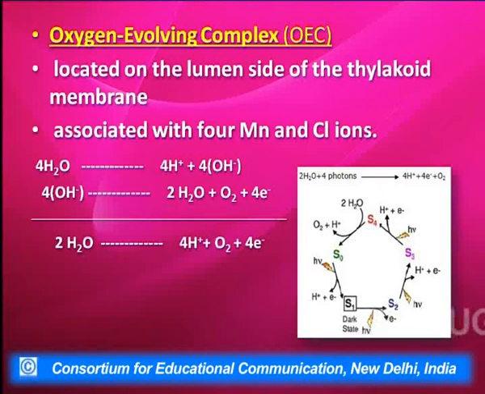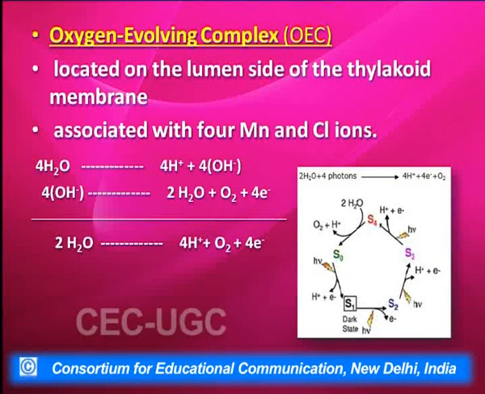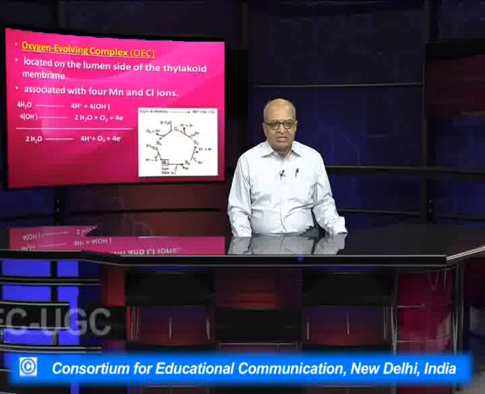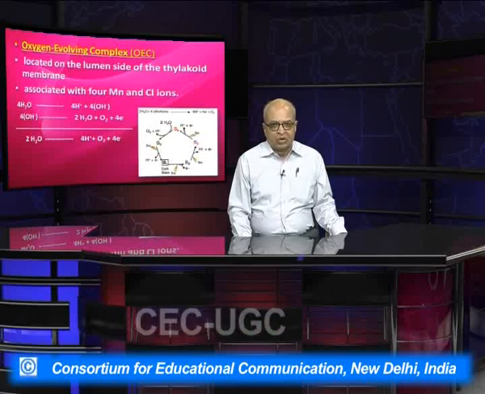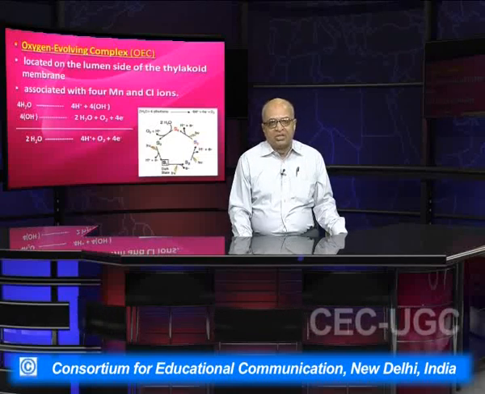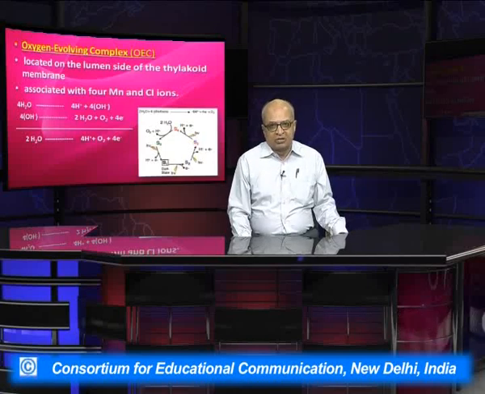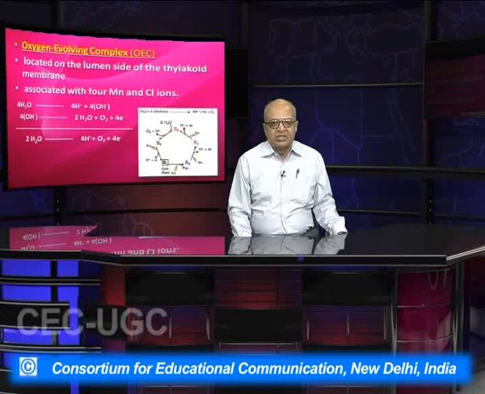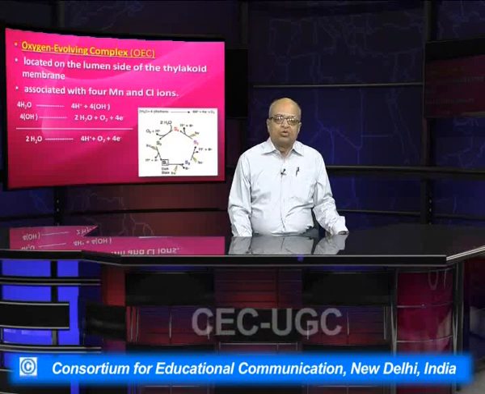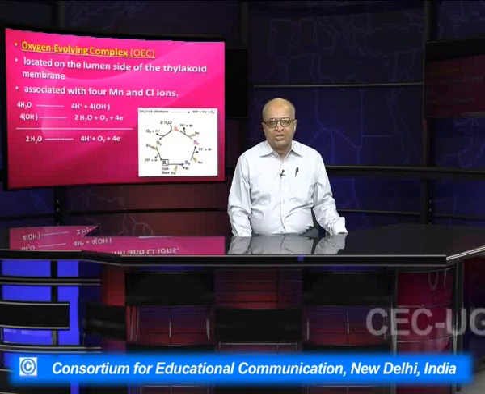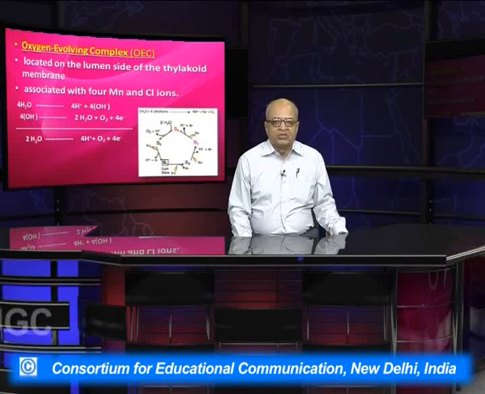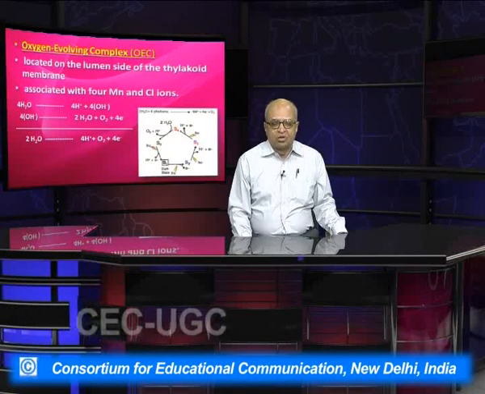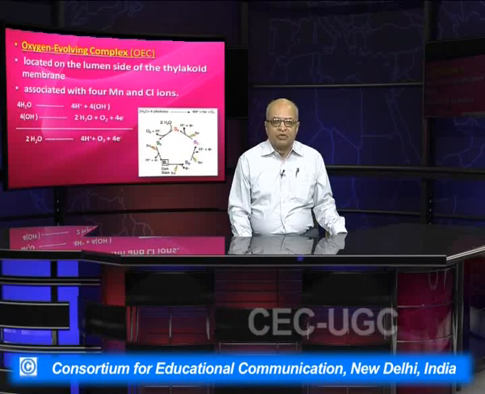The oxygen evolving complex is a very complicated one, which is located on the lumen side of the thylakoid membrane, and it is associated with manganese and chloride ions. So, ultimately 2 molecules of water break down into 4 protons, an oxygen and 4 electrons, and it is these 4 electrons which are going to have a different fate than the 4 H plus, because the 4 H plus have to make a concentration gradient of protons within the lumen also.